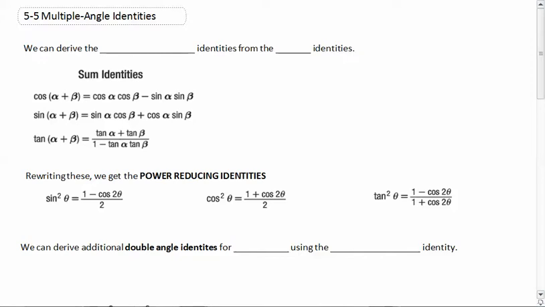This lesson is 5.5 from your book. This is about multiple angle identities. So the first one we're going to talk about are called the double angle identities. This means we have a double angle. So instead of theta, we're talking about like cosine, sine, tangent of 2 theta.